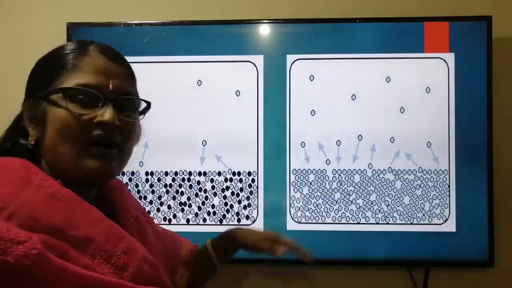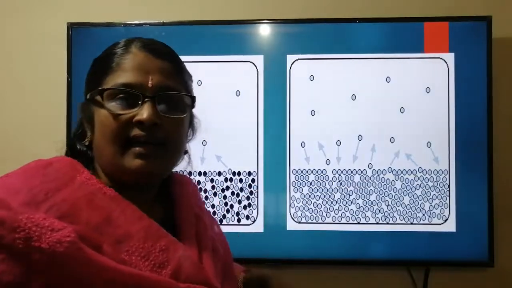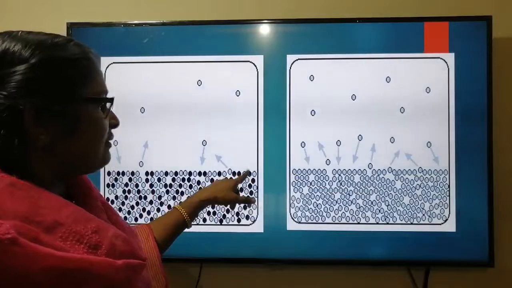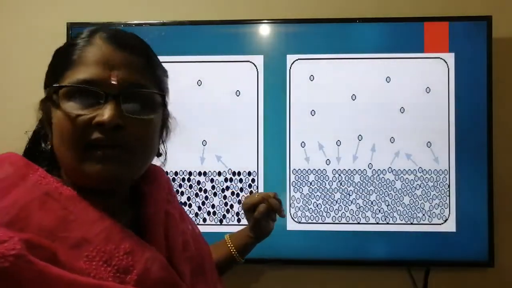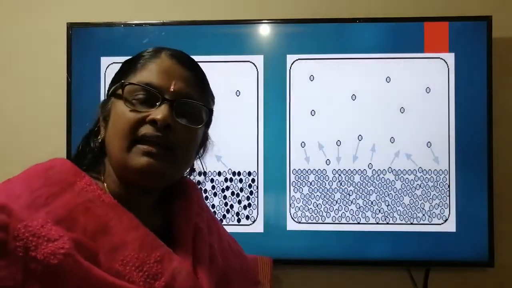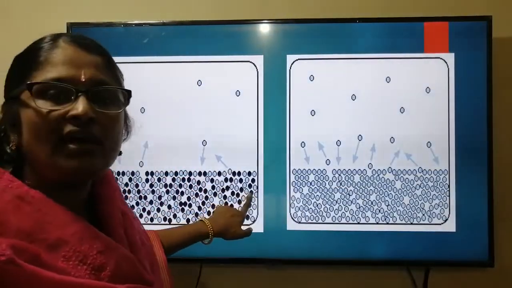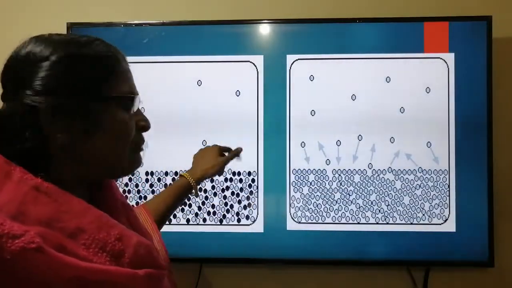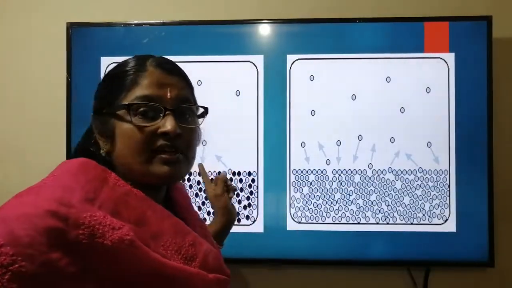If we increase the concentration of the solution, adding more NaCl and stirring it well, the number of thick blue circles increases, so the number of solute particles on the top layer also increases, and thereby the vapor pressure decreases again. So as the number of particles of the non-volatile solute increases, the vapor pressure also decreases. So vapor pressure depends on this.